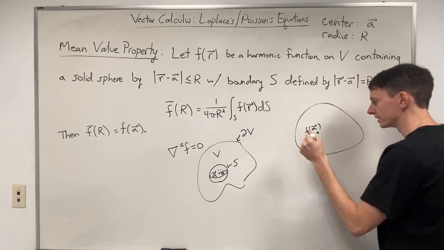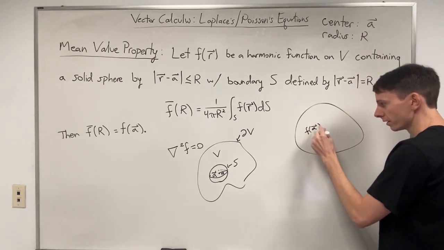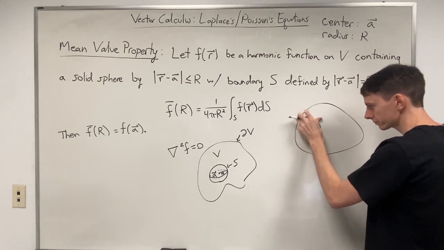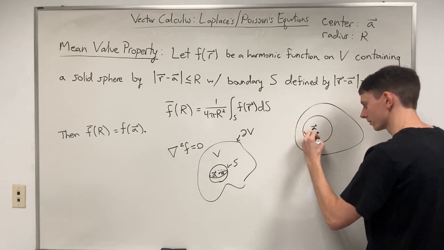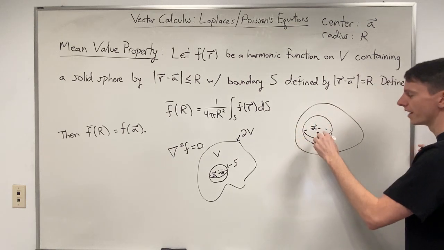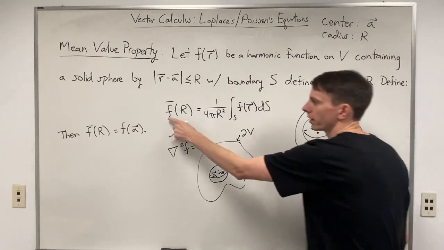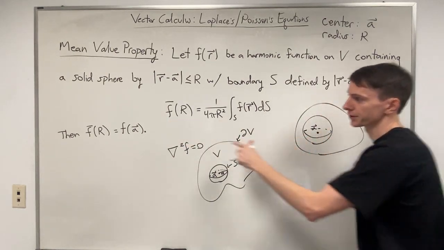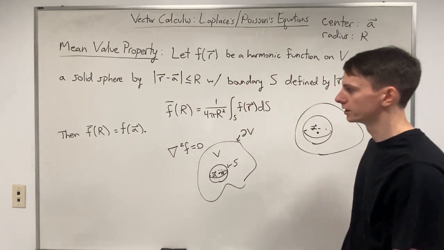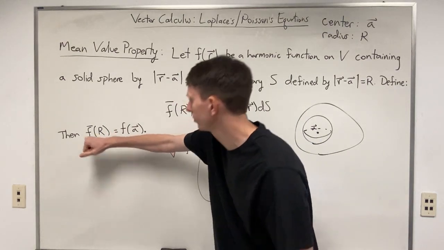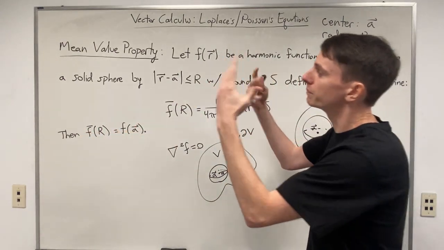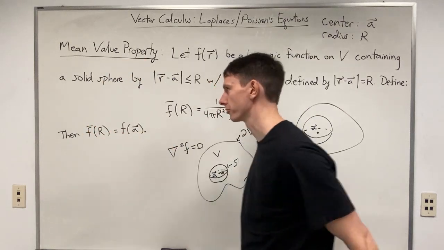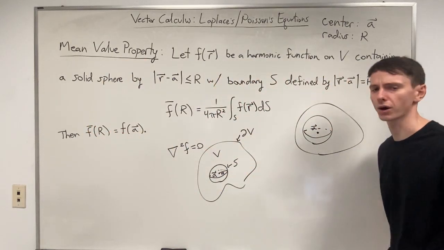You could form a sphere around this point. You could form a sphere around A, something like this, and then add up the value of your harmonic function over the boundary of the sphere, and they're going to be equal to each other. So the value at the center is the average value over the entire boundary. That's why it's the mean value over the boundary. So they call it the mean value property.